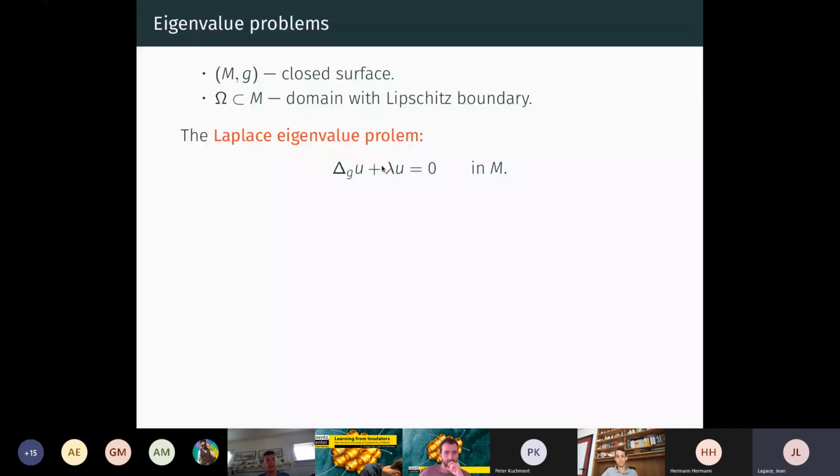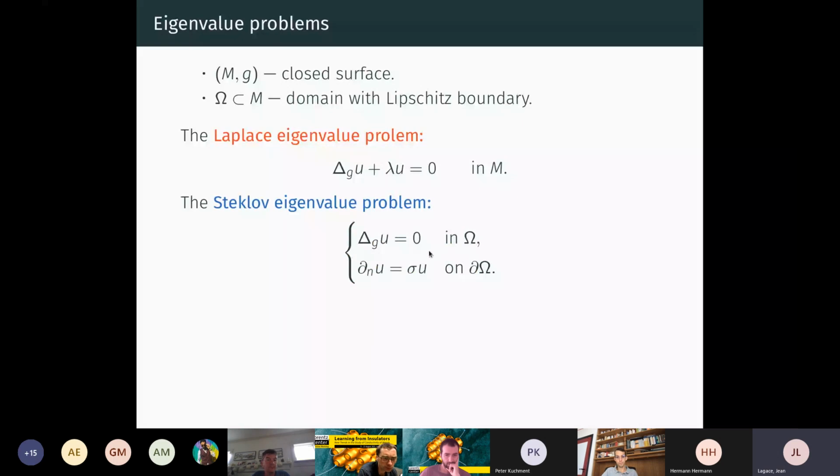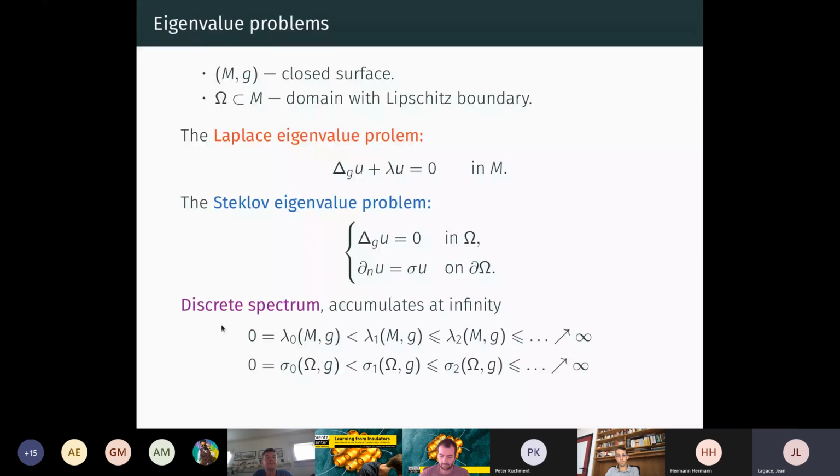And the Steklov eigenvalue problem, where I look at harmonic functions inside the domain omega. And here, the particularity is that the eigenvalue problem is on the boundary of the domain, it's not inside. So I look at functions whose normal derivative are proportional to the function on the boundary of omega. Now, in both cases, the spectrum is discrete. It accumulates only at infinity. So the first eigenvalue is 0 in both cases and is associated to constant eigenfunctions. And then all the other eigenvalues are positive.